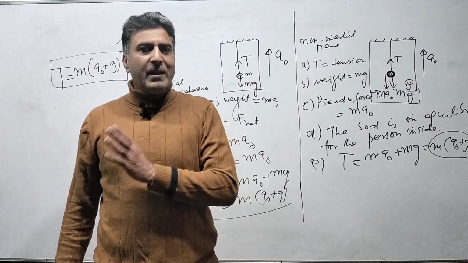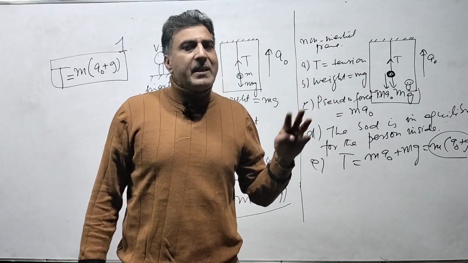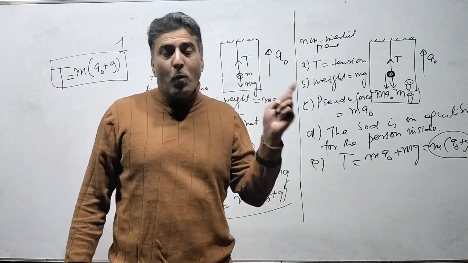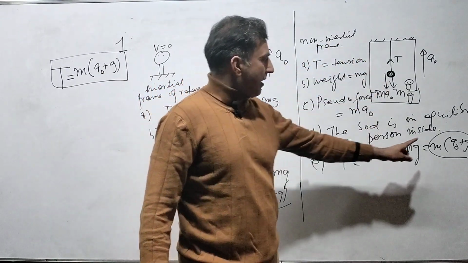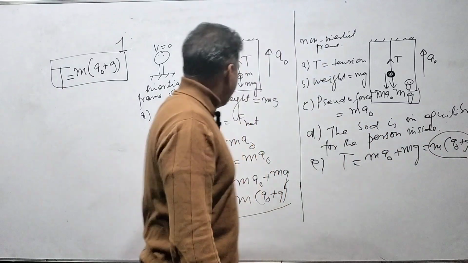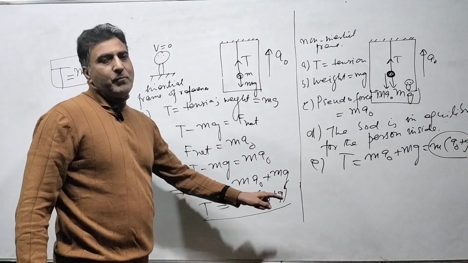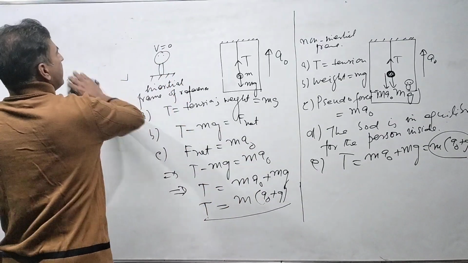The person outside the lift says the bob is accelerating upwards, and the person inside the lift says the bob is not accelerating. It is in equilibrium. But both of them will get the same answer for the tension. He says tension is equal to m a0 plus g, and this person also says the same thing, that T is m a0 plus g. That's all. That was the first example.